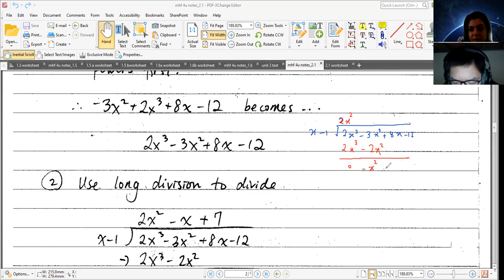Then you bring the rest down. It's plus 8x and minus 12. Then again, you have to look at the first one and the first one here. What do you multiply by x to become negative x power 2? So you have to multiply it by negative x. Negative x multiplied by x is negative x power 2. Negative x multiplied by negative 1 is positive x. Negative x power 2 minus negative x power 2 is 0. 8x minus x is 7x.